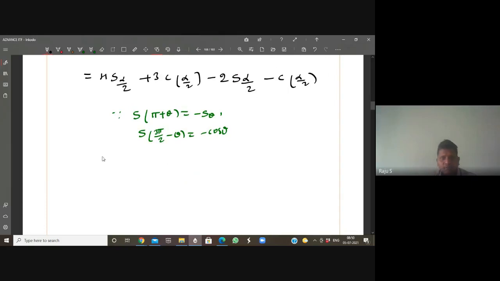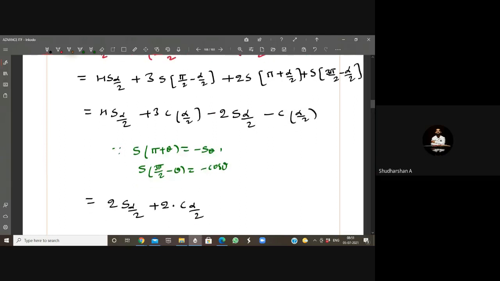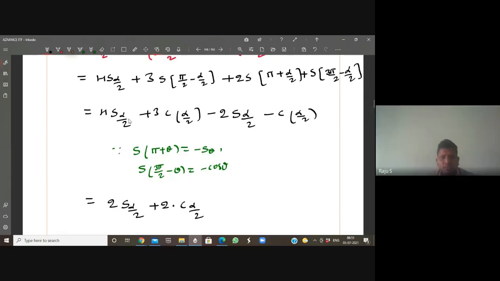Finally, what do you observe, students? 4 sine alpha by 2 minus 2 sine alpha by 2, shall I write 2 sine alpha by 2? 3 cos alpha by 2 minus cos alpha by 2, shall I write 2 cos alpha by 2? We can take 2 common. Okay, students, up to here clear? 4 sine minus 2 sine is 2 sine. So this is equal to 2 common: sine alpha by 2 plus cos alpha by 2.